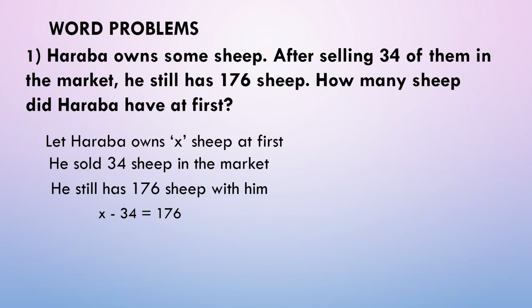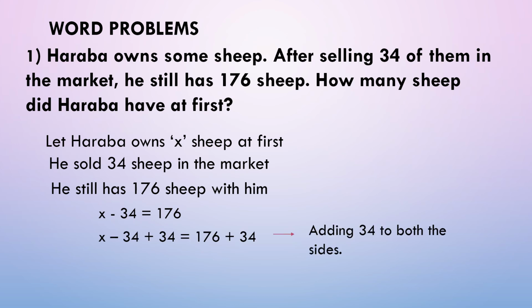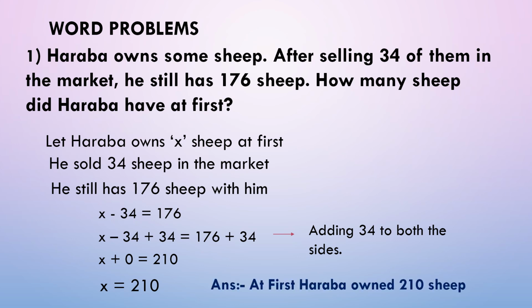So minus 34 you have to remove from here. What will you do? Both the sides you will add plus 34. So minus 34 and plus 34 will get cancelled. It becomes 0. So X plus 0 is equal to what? 210, because 176 plus 34 is 210. So X is equal to 210. So the answer is, at first Harappa owned 210 ships.